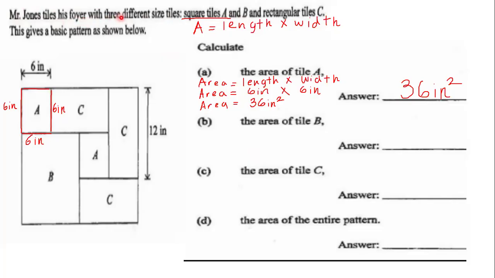Mr. Jones tiles his foyer with 3 different sized tiles. Square tiles A, and B, rectangular C. Okay, so B is rectangular. That's a really good question she raised. She's like, how do we know they are square tiles? Because if we look at it from a diagram perspective, how I shrink it, it makes it look like they are actually rectangles. But they told us in the question, Genesis, that these are square tiles A and B. So you could definitely know for sure that A and B are square tiles.